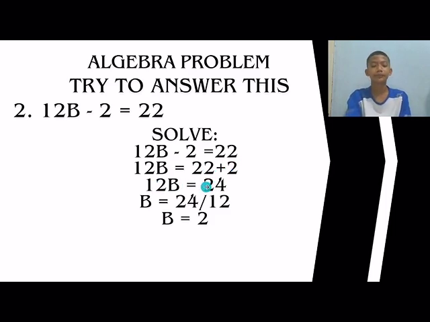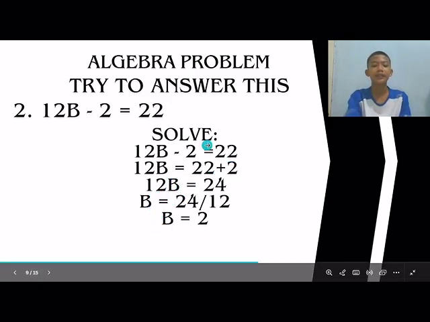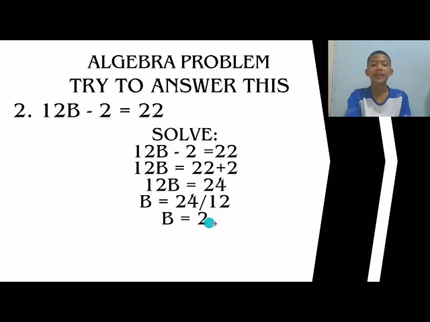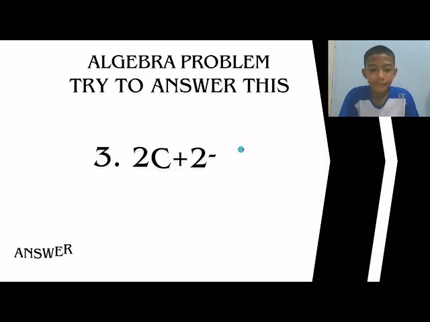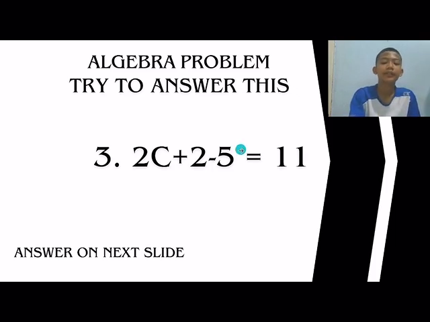12b is equal to 24, so we divide both numbers by 12. The 12b divided by 12 results in b, and the 24 divided by 12 results in 2, so b is 2. And then there's the third number. You can try to answer it. If you want to answer it, pause it.